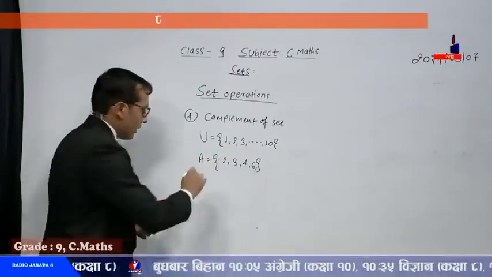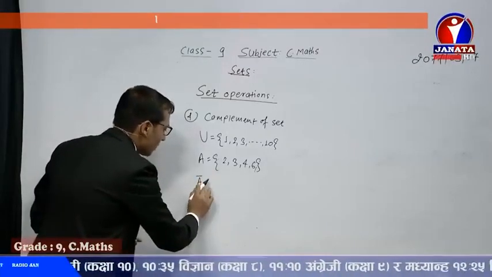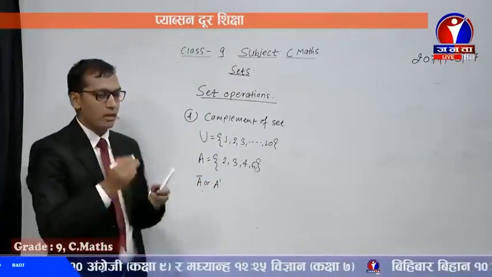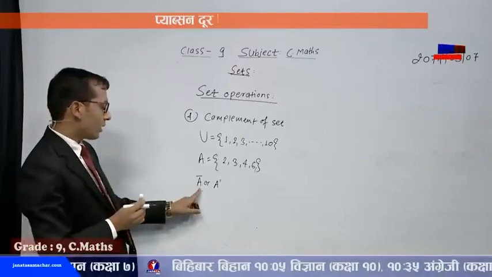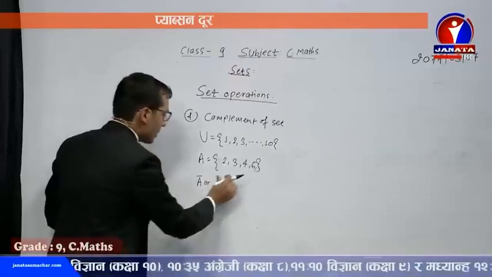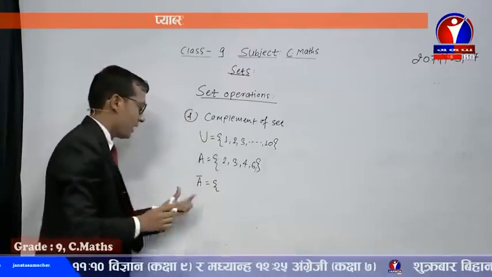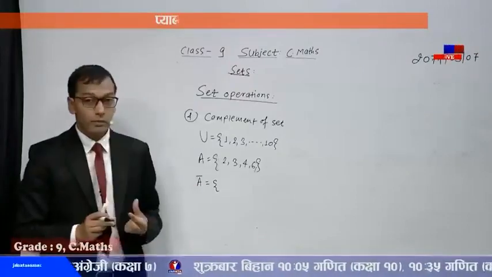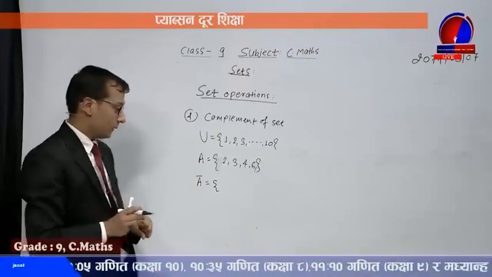So the complement of set A we can denote by A complement, also we write A prime. There are other notations by which we can denote the complement of a set. So let me write the first one, though there are other symbols too. This is common. We denote complement by A bar. Now let's write the complement of set A.